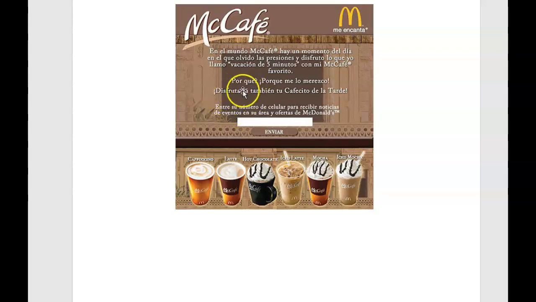Entre, so aquí is a reference to the tú informal, disfruta tú. And here, entre su número de celular, it goes from tú to usted. So there has to be also consistency.